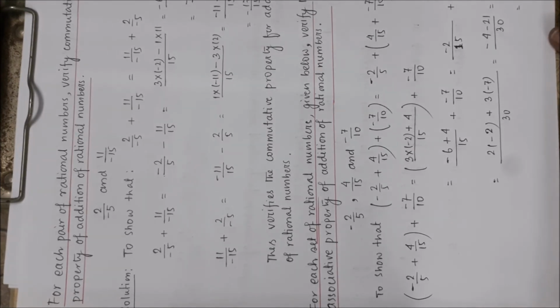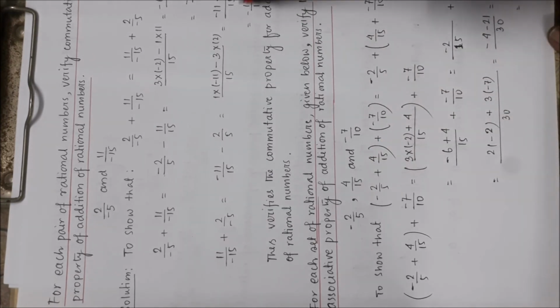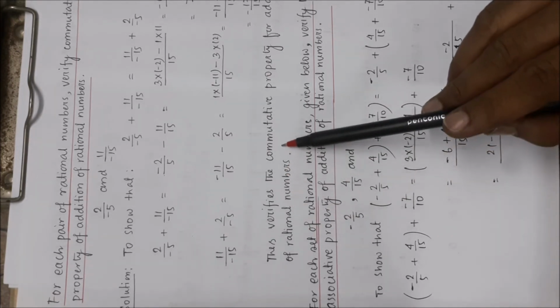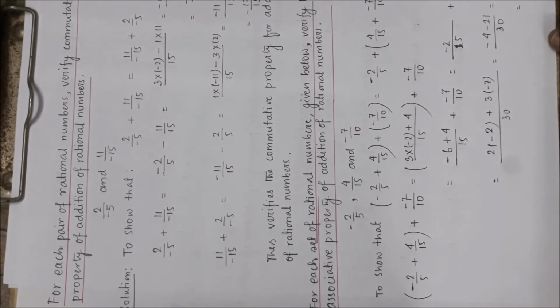Clear? Same way you find out the sum of these two numbers in the other order. If you find out the sum, you also get the same thing, minus 17 by 15. Now since these two sums are equal, we conclude that this verifies the commutative property for addition of rational numbers.